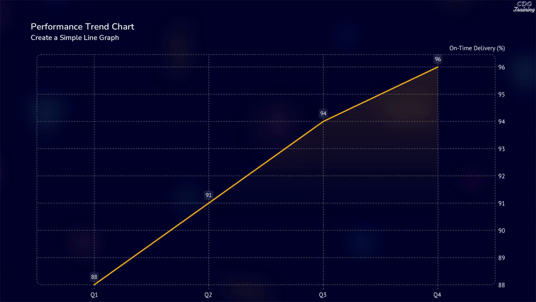A performance trend chart can provide a clear visual of changes over time. For example, tracking on-time delivery percentages from Q1 to Q4 shows a steady increase. This visual representation helps in understanding performance improvements.